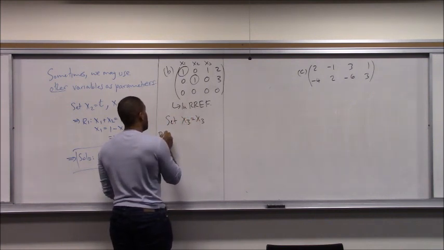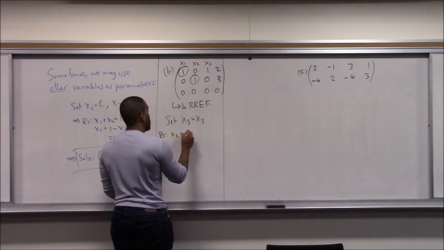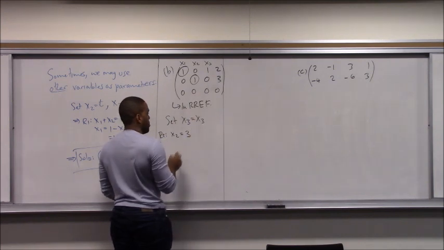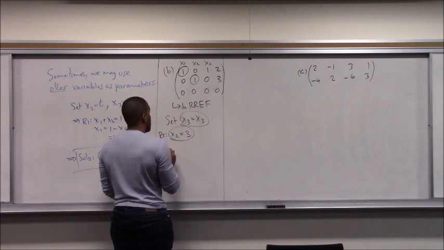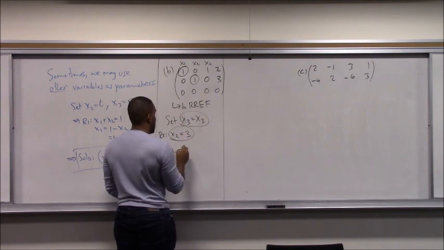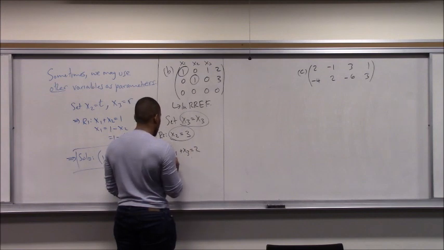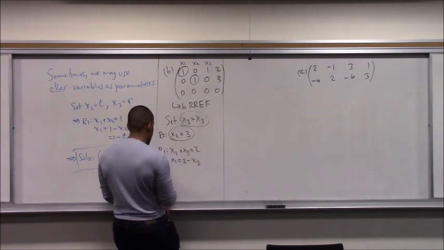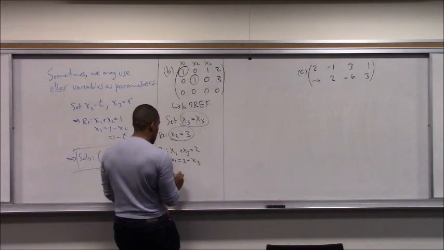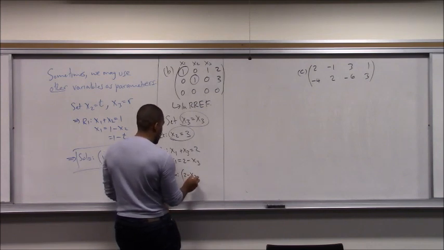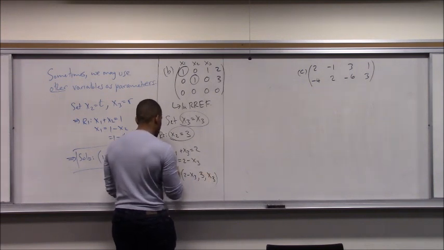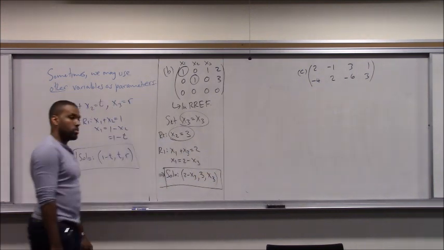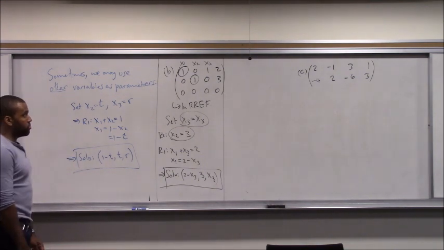Now, going to row 2, I get x2 equals 3. That's just what x2 is. Going to row 1, I get x1 plus x3 equals 2. This means x1 is equal to 2 minus x3. So the solution is 2 minus x3, comma, 3, comma, x3. That would be your answer.